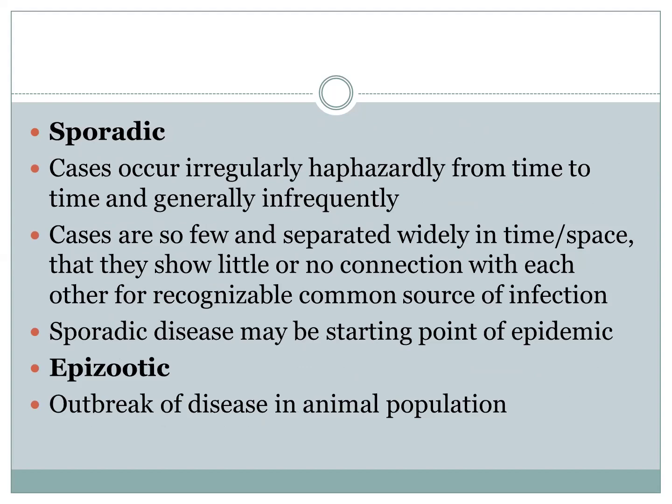Then sporadic. Sporadic are cases that occur irregularly, haphazardly from time to time, and generally infrequently. Cases are few and separated widely in time space, that they show little or no connection with each other for recognizable common source of infection. Sporadic diseases may be starting point of an epidemic. Then what is epizootic? Epizootic is outbreak of disease in animal population.